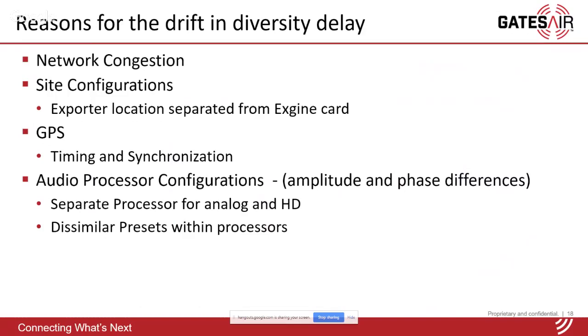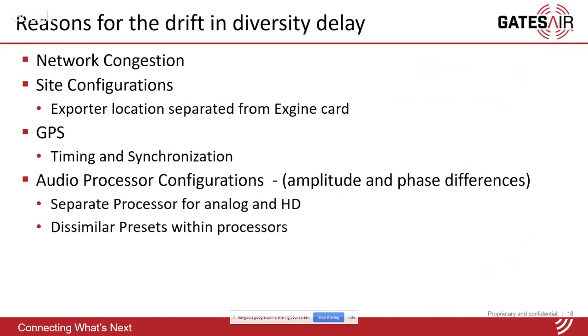So the reasons for the drift in the analog and digital timing, there's a number of things that are outlined in that document. Some of them are network congestion. If you don't have a solid network, you'll end up with jitter on your network, and that will cause delay. Site configurations, as we said: if you have an exporter located separate from your XGen card, or if you have an importer at a studio and an exporter at a transmitter, your delay between analog and digital is going to vary a lot more than if everything is together. So if possible, keep those together.